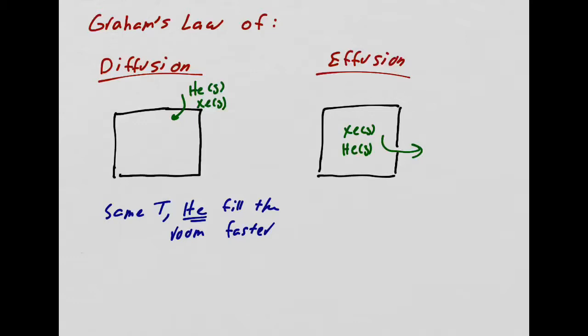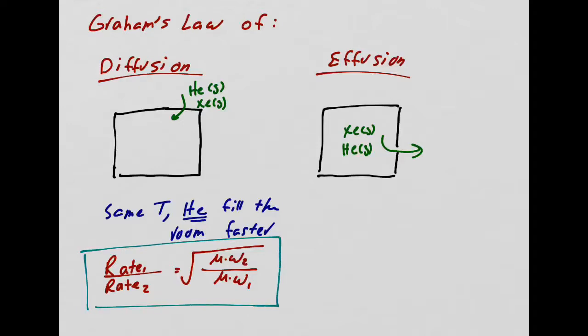Now, we're actually going to put an equation to this, right? If you're comparing two gases, here we're comparing xenon and helium, that means rate 1 over rate 2 equals the square root of molecular weight 2 over molecular weight 1. Now, before you get confused, and I will explain this, let's put a box around this.